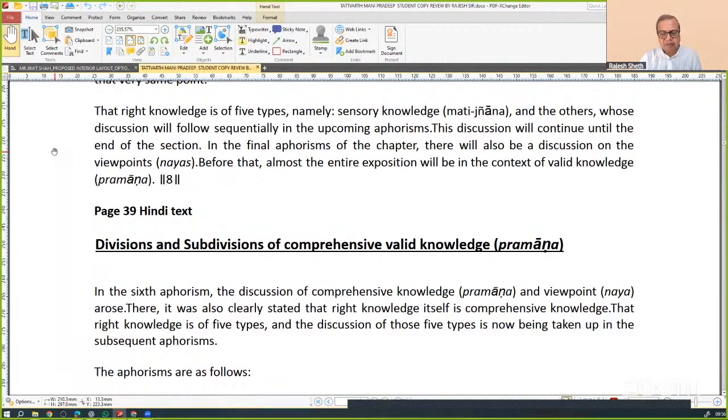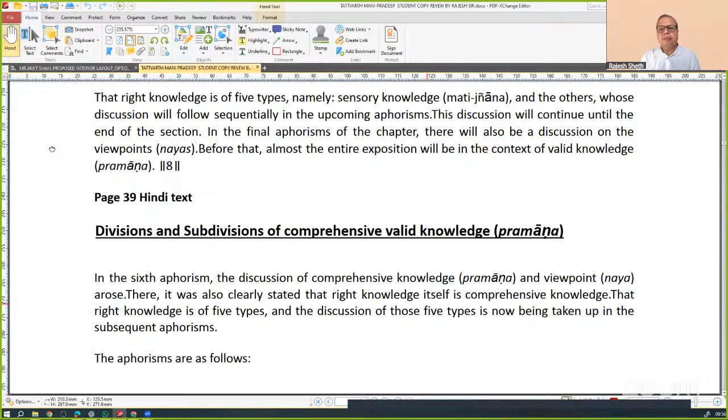In the final aphorisms of the chapter, there will also be discussions on the viewpoints. Before that, almost the entire exposition will be in the context of valid knowledge, praman. So now we will be exploring valid comprehensive knowledge, its divisions and subdivisions. This will start from aphorism number 9 and continue up to 32. All the 5 types of knowledge. Comprehensive valid knowledge. So we'll read this, and I'll explain it very briefly.